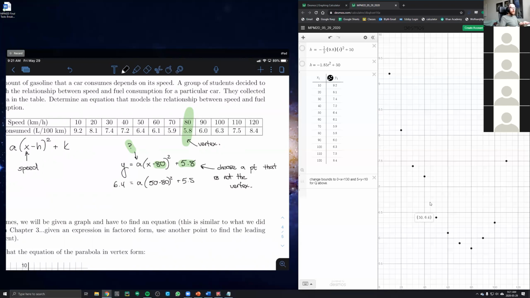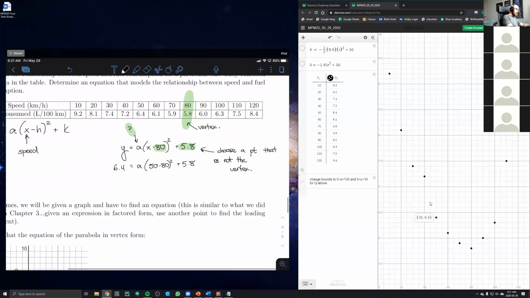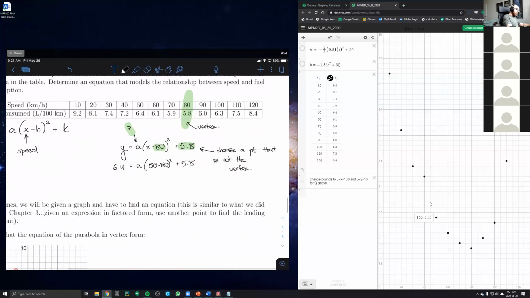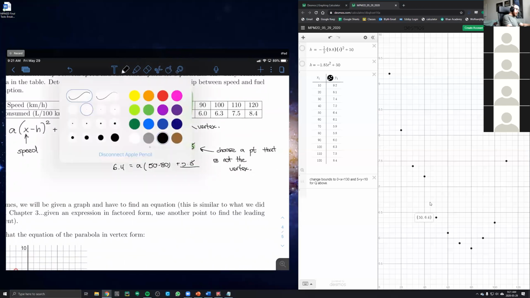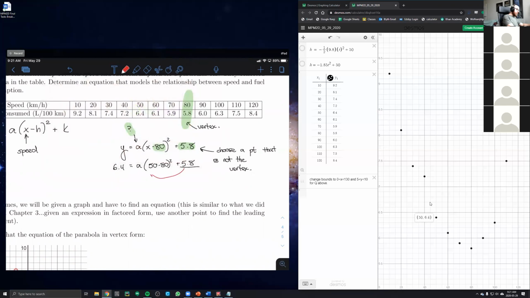Now I want you guys to really pay attention to how I'm going to solve for a here, because it is a little bit tricky. So we're still doing inverse operations, but just be a little bit careful. So I'm going to move 5.8 over to the other side. So I have 6.4 minus 5.8 equals a times, now 50 minus 80, that's negative 30. So I'll have negative 30 squared.